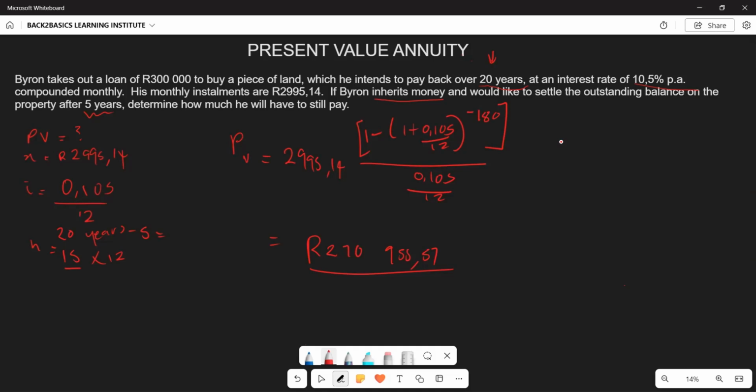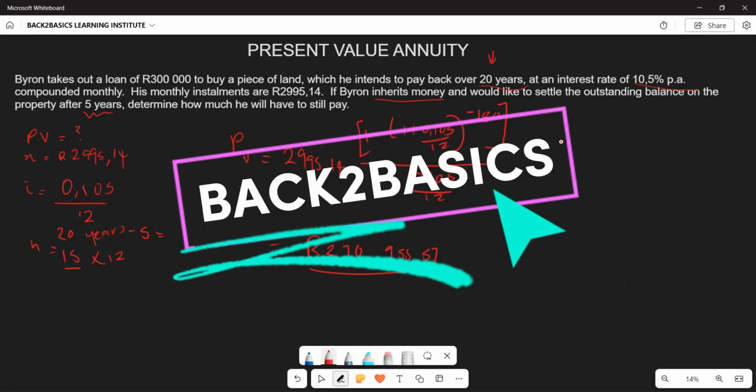So this is the amount of money that Byron needs to pay the bank to settle the loan for the remaining 15 years that were given. This is what we need to do if we want to calculate our outstanding balance. Instead of using what he has paid, we use what was remaining, and we calculate the remaining amount. That is the money that Byron needs to pay so that he can settle the loan.